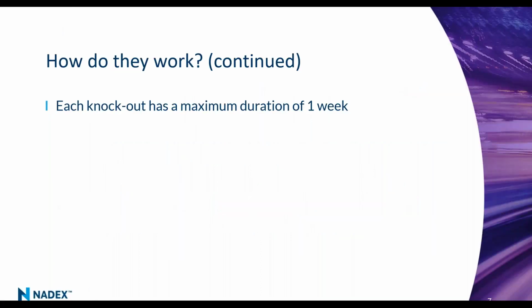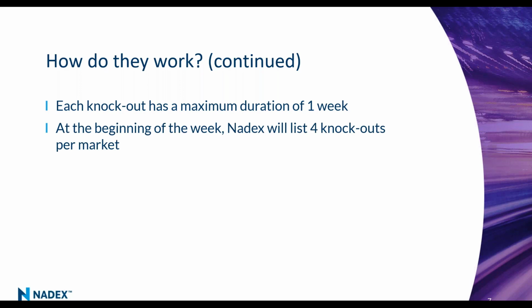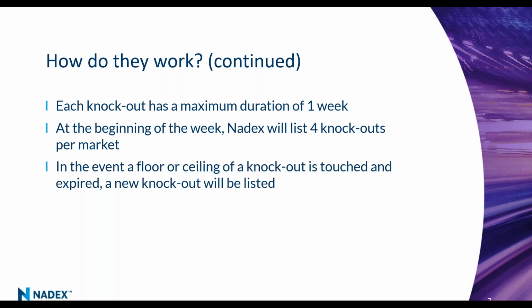Now let's talk about how these work. When we list our knockout contracts, they have a duration of a week. All right. And when we start each knockout contract, there'll be 4 different knockout ranges for each product. And I'm going to walk through that as well. And there's a reason why we provide 4 different choices when we start. Now, what's going to happen is as the week goes on, the knockout will probably touch a floor or a ceiling.